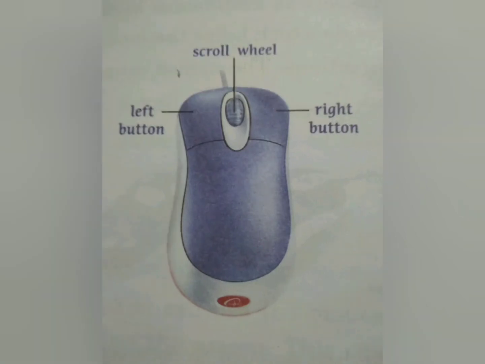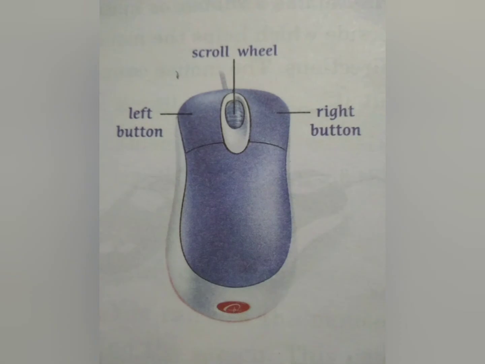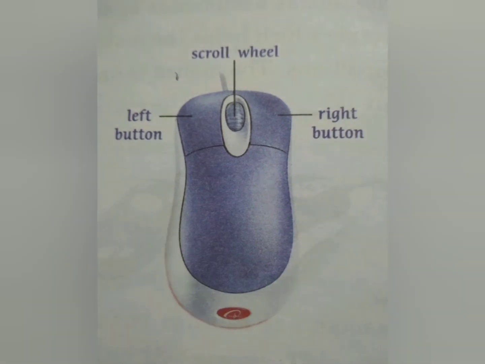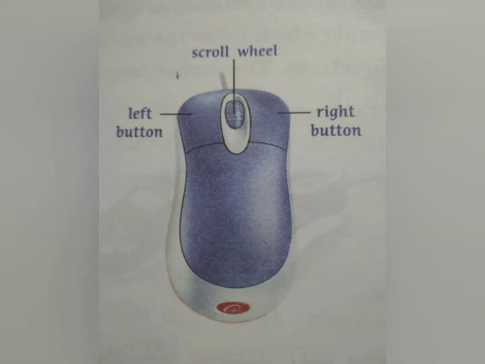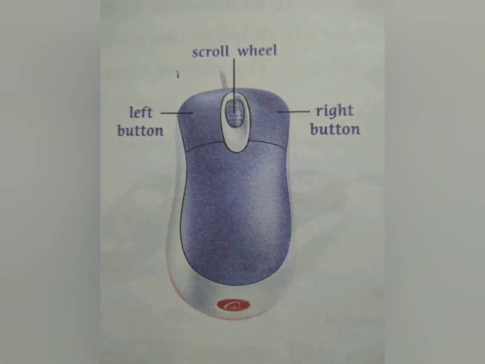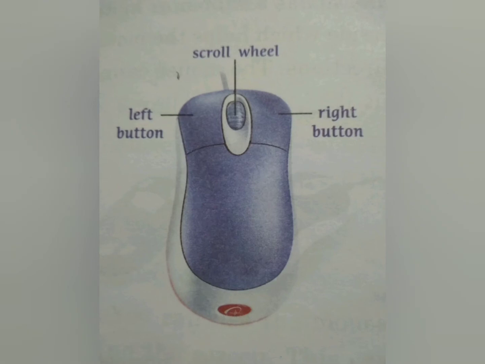It has two buttons, left button and right button, and in the middle, a scroll wheel. Scroll wheel acts as what? Third button. By clicking left button and right button, we can perform so many tasks.